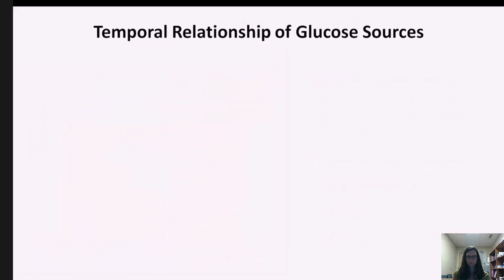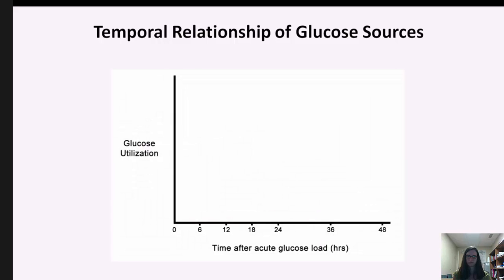The final topic to discuss is the temporal relationship of glucose sources. That is, where does the glucose come from that is utilized by the tissues in the hours and days following ingestion of food? In the first several hours after a meal, when the patient is in the well-fed state, the effects of insulin predominate and almost all peripheral glucose utilization draws from dietary glucose.